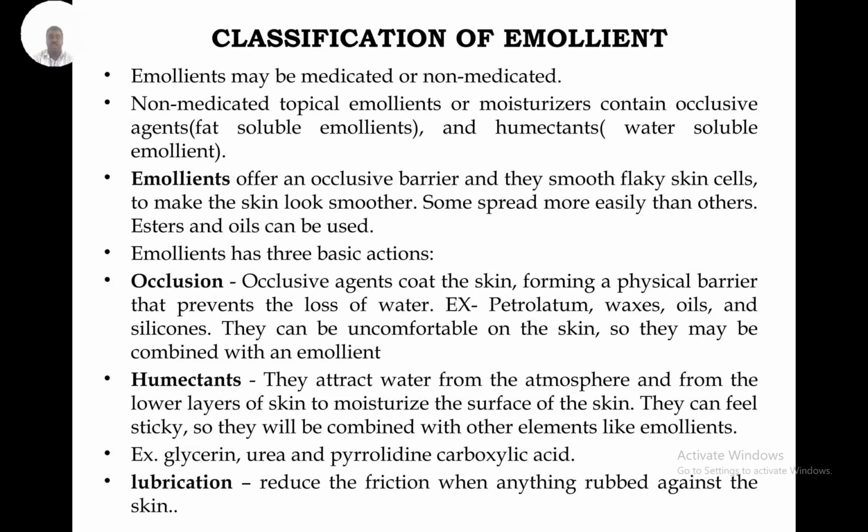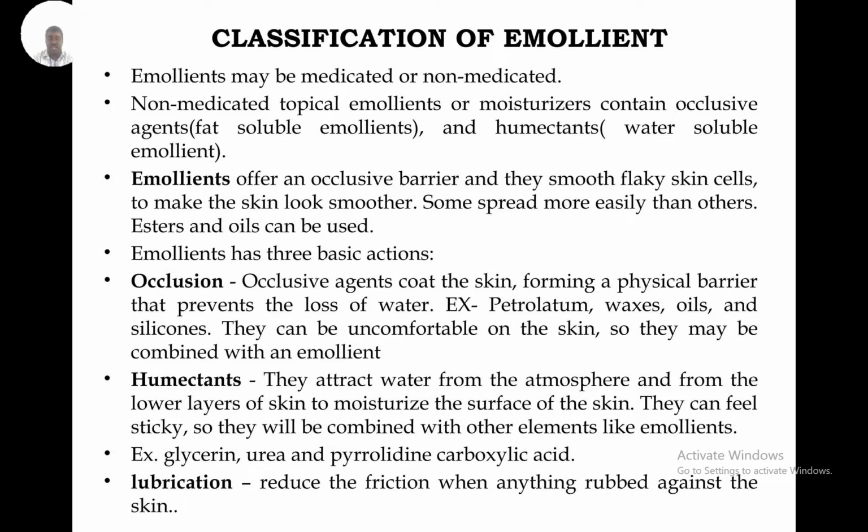Classification of emollients: they are classified into emollients that offer an occlusive barrier, and they smooth flaky skin scales to make skin look smoother. Some spread more easily than others. Occlusive agents coat the skin, forming a physical barrier that prevents the loss of water. Examples: petrolatum, waxes, oils, and silicones. They can be uncomfortable on the skin, or they may be combined with an emollient. So usually occlusive agents are combined with the emollient preparation.